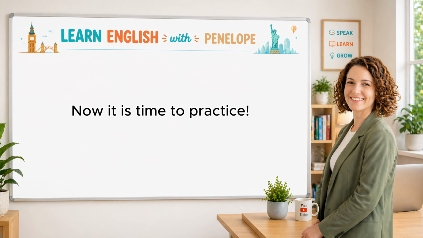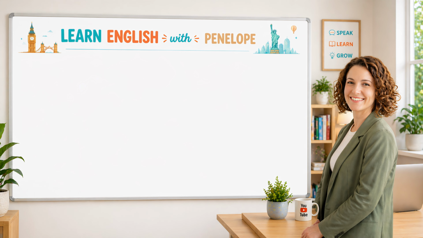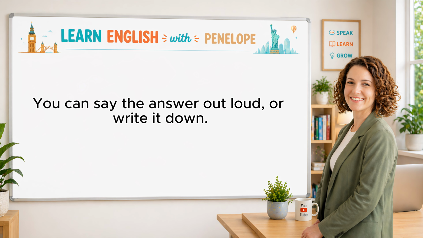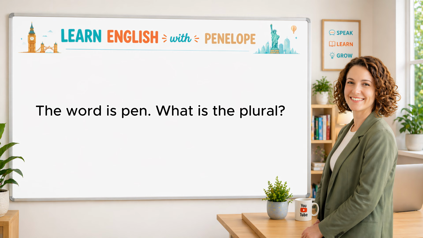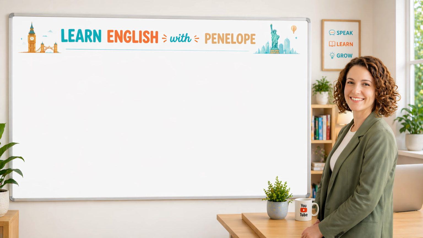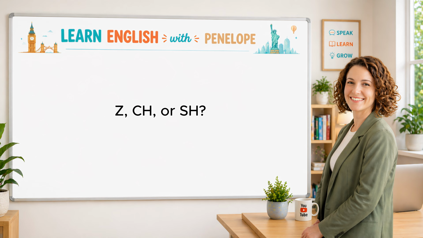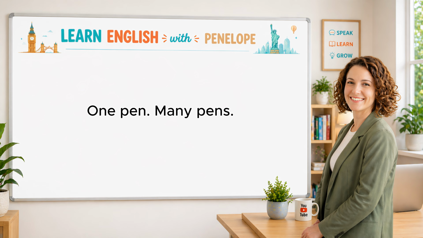Now it is time to practice. This is your time. I will give you a word. I want you to think about the plural form. You can say the answer out loud or write it down. Let us go. Ready? Here we go. Number 1, the word is pen. What is the plural? Think about it. Does pen end in s, x, z, ch, or sh? No, it does not. So we just add s. The answer is pens. 1 pen, many pens.